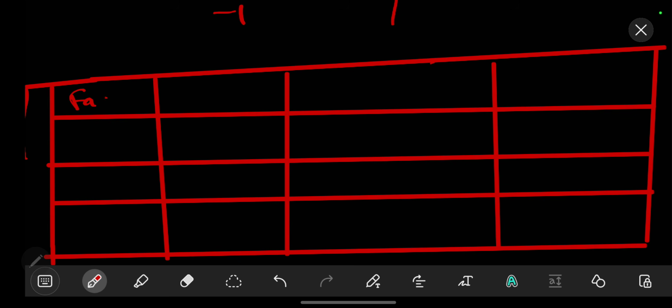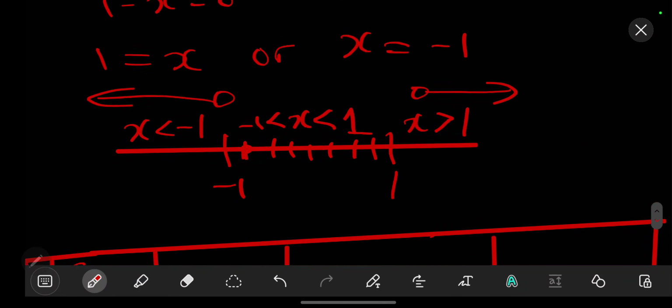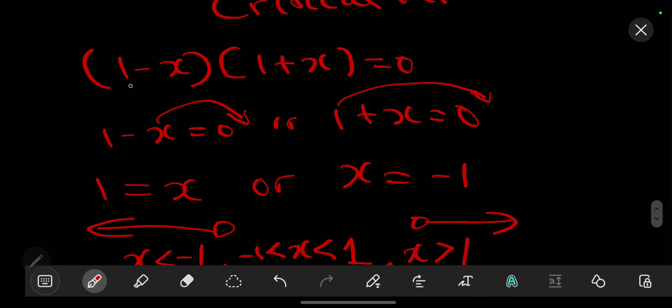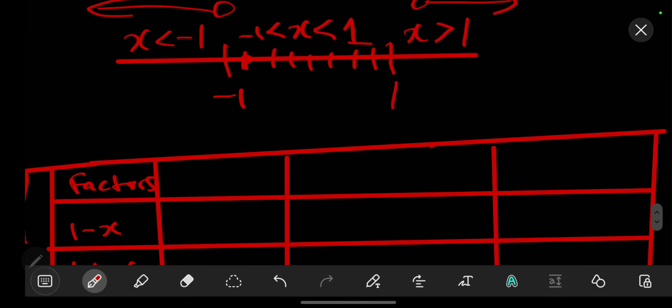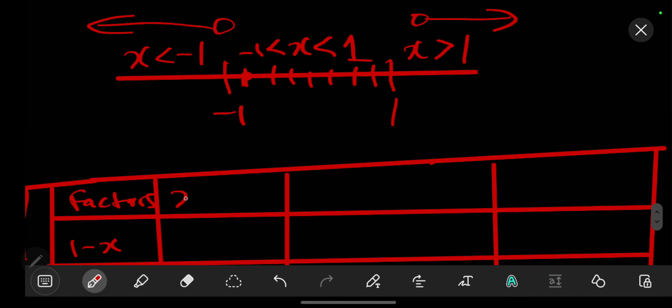Let's come up with a table quickly. We are going to have our factors, which are 1 minus x and 1 plus x. Then we write a product, since they are multiplying. Then let's write the intervals: x less than negative 1, negative 1 less than x less than 1, and then x greater than 1 like that.